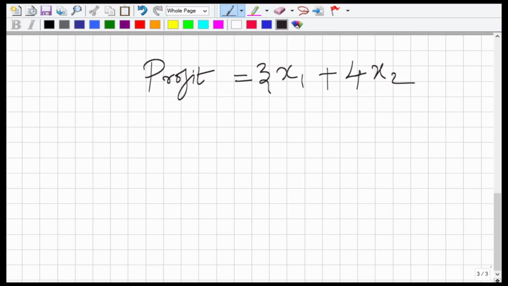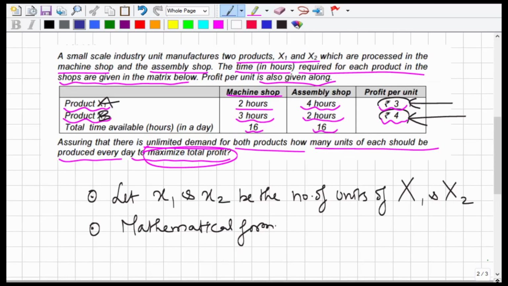But here you have a constraint. You cannot do this as you wish. You cannot simply sell any number of units of X1, any number of units of X2. You can't do that because you have a constraint. What is the constraint? The machine shop is available per day only for 16 hours and the assembly shop is available per day only for 16 hours.